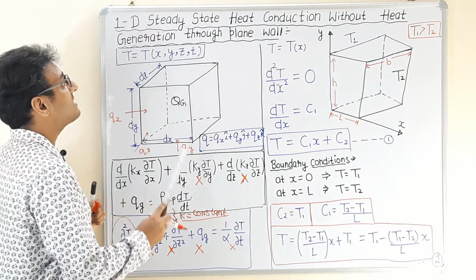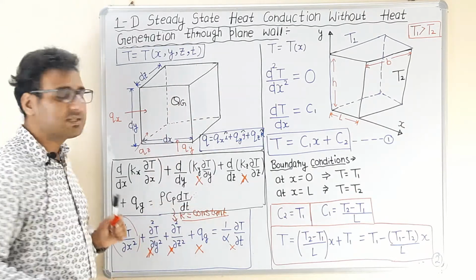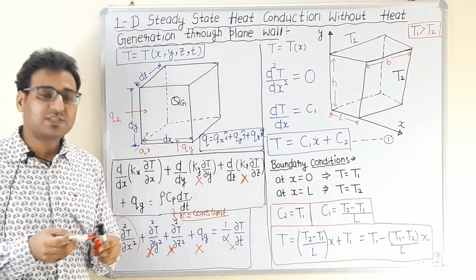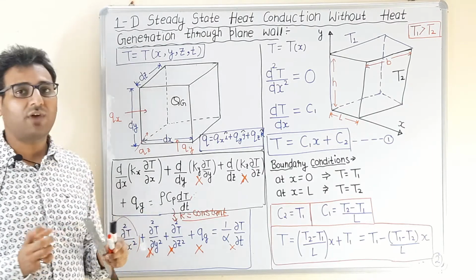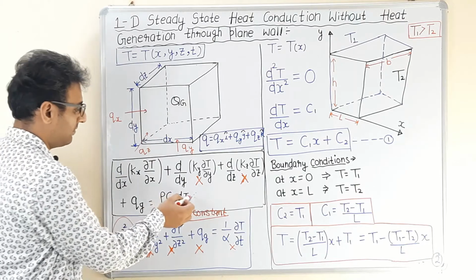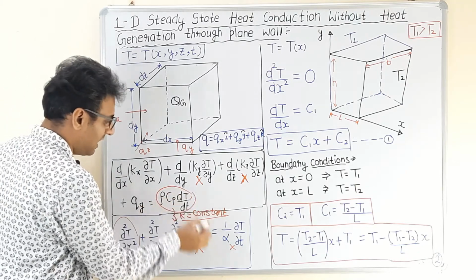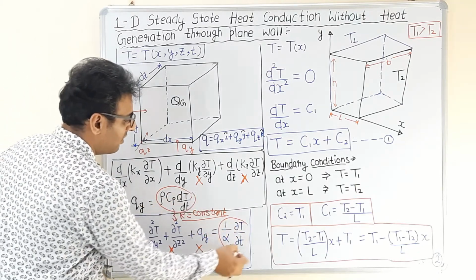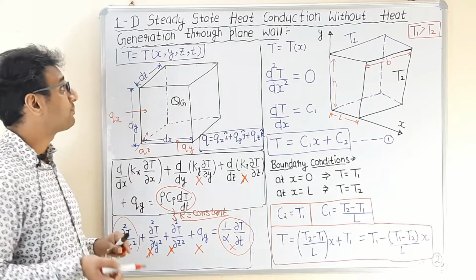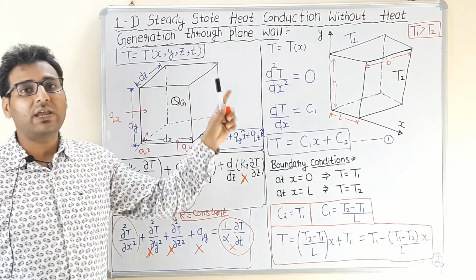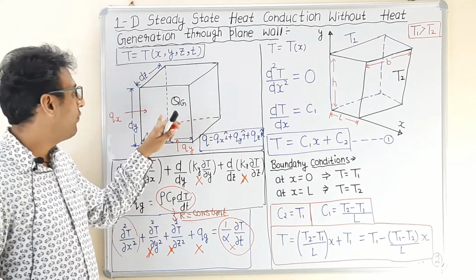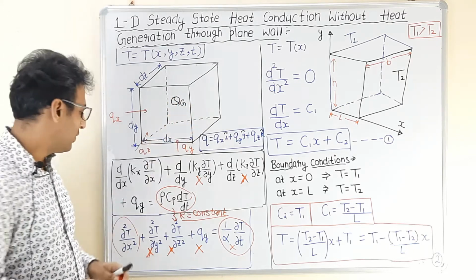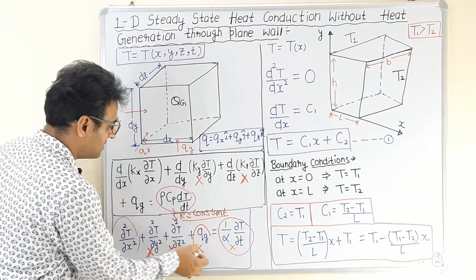Secondly, our case is a steady state problem. Steady state means temperature does not vary with time. If temperature is not varying with time, then this term in this equation and this term in this equation will also be 0. Now the third case is without any heat generation, considering that there is no heat generation within the control volume. So this term will also be 0.